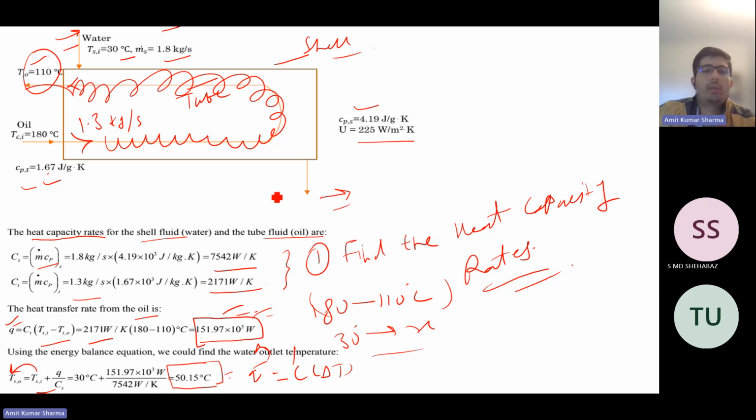So first we have found out the heat capacity. After that we know the temperature difference of hot stream. So calculate the heat transfer rate. Based on that heat transfer rate, calculate the temperature of the cold stream, the outlet temperature, because we have been given only the inlet temperature, we have not been given the outlet temperature. So based on the heat transfer rate, we have calculated the outlet temperature. It will be 50.15 degrees centigrade.